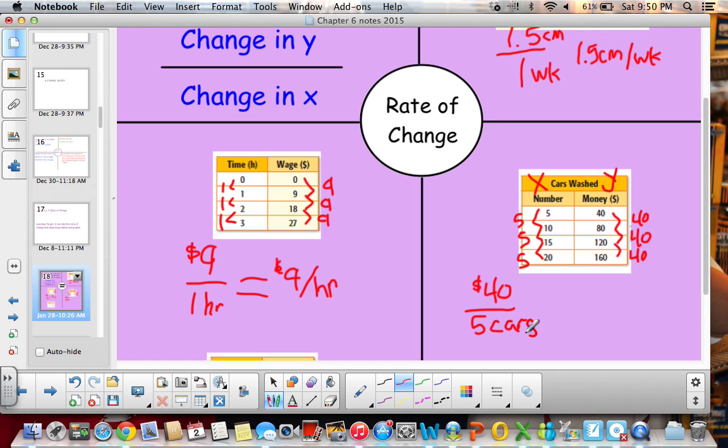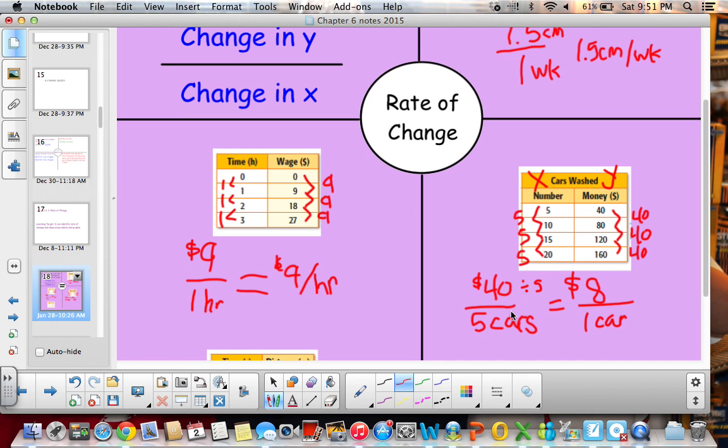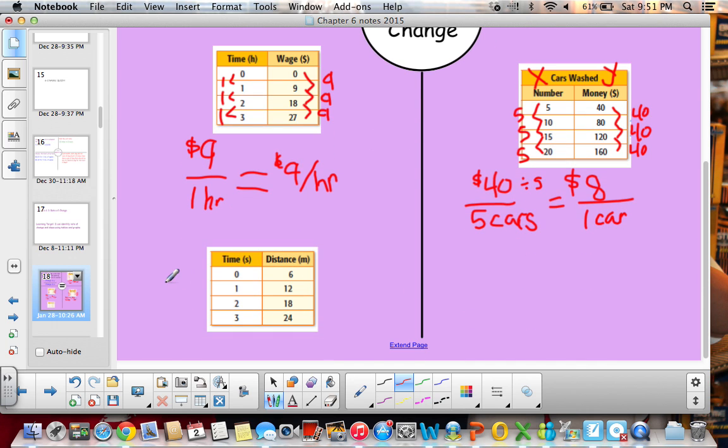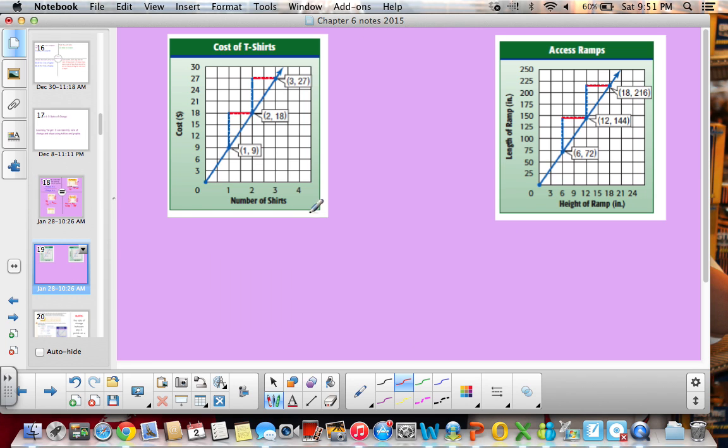We want to find our unit rate, or the rate of change for 1. We want to get it down to 1 in our denominator. So 1 car. Remember, we're going to divide both our numerator and denominator by 5 to get to 1. So 40 divided by 5 is $8. So our rate of change is $8 per car, or you could even leave it as 8 over 1, but 8 for every car, this person made $8. And we are going to skip that one and go on to our graphs.